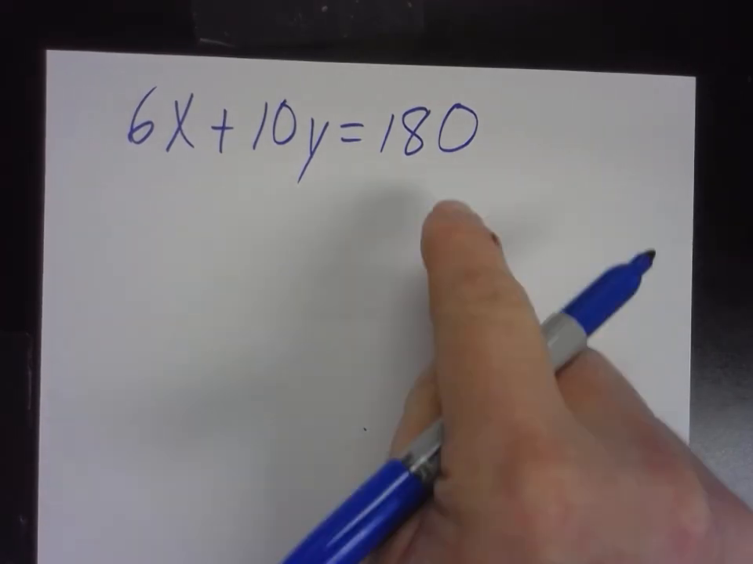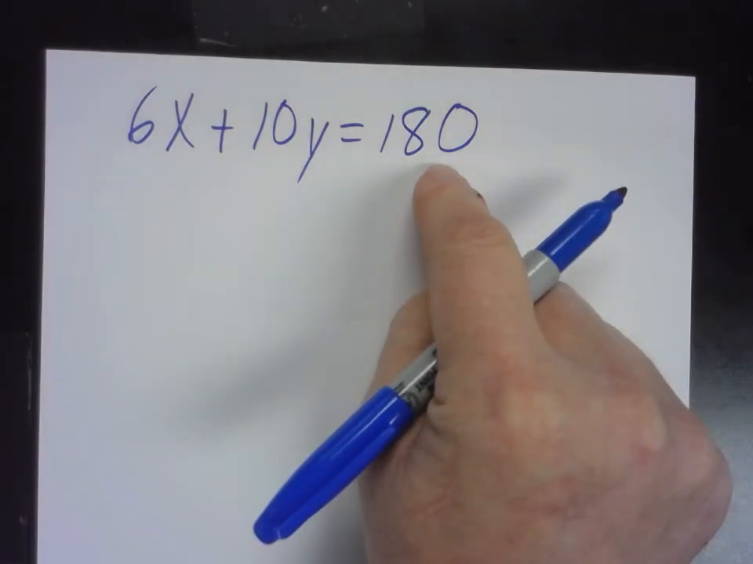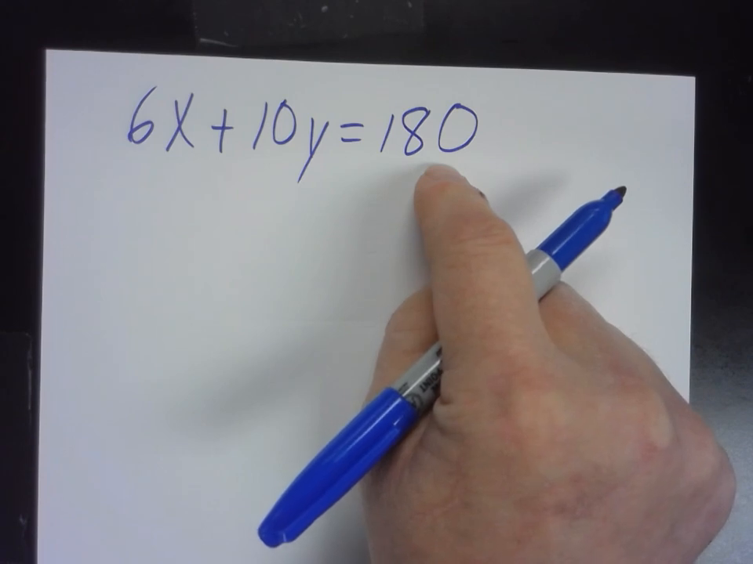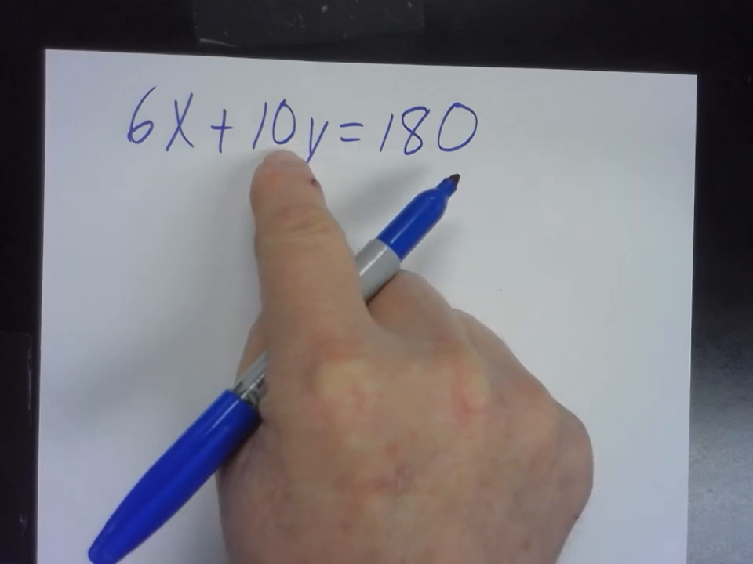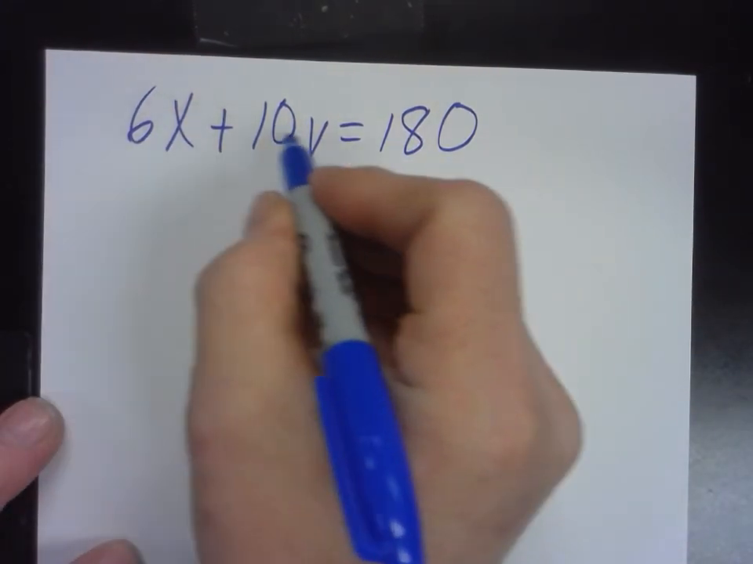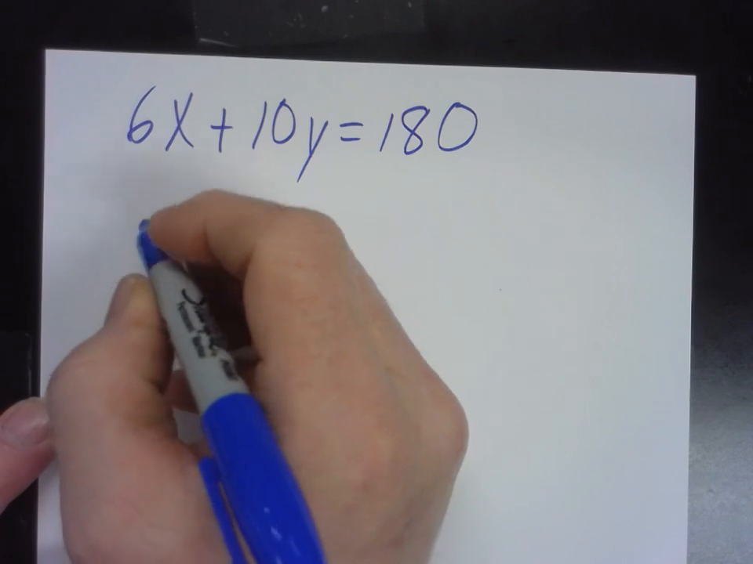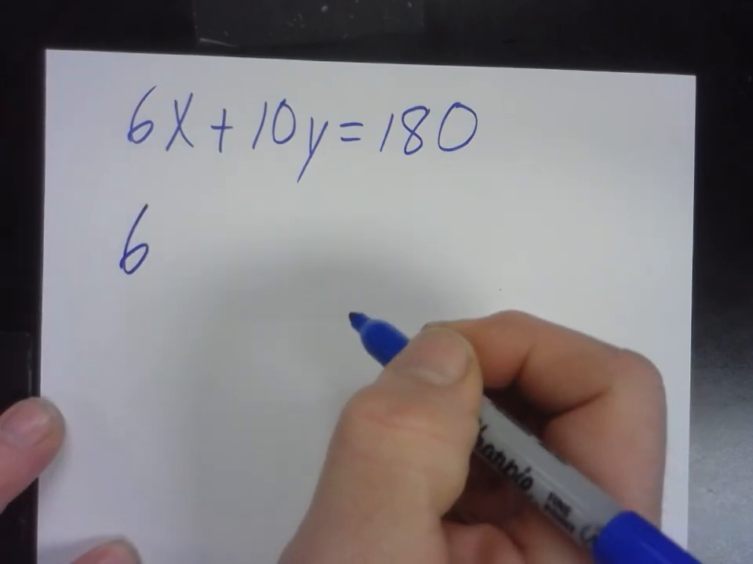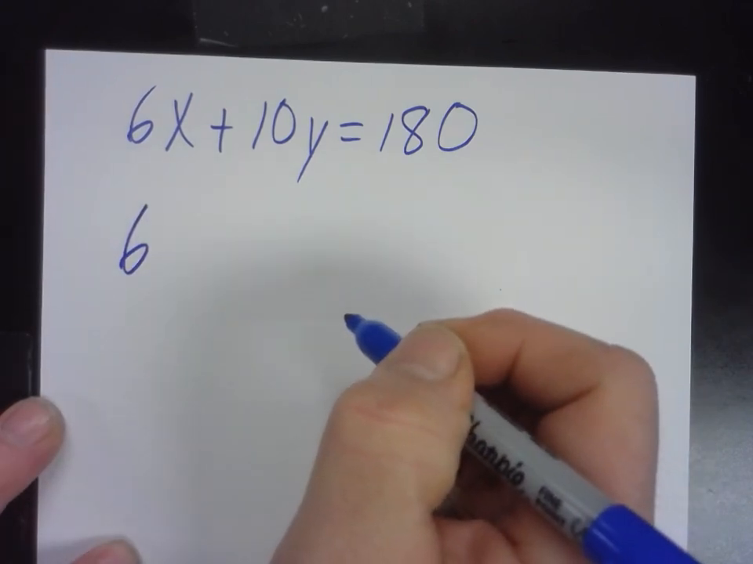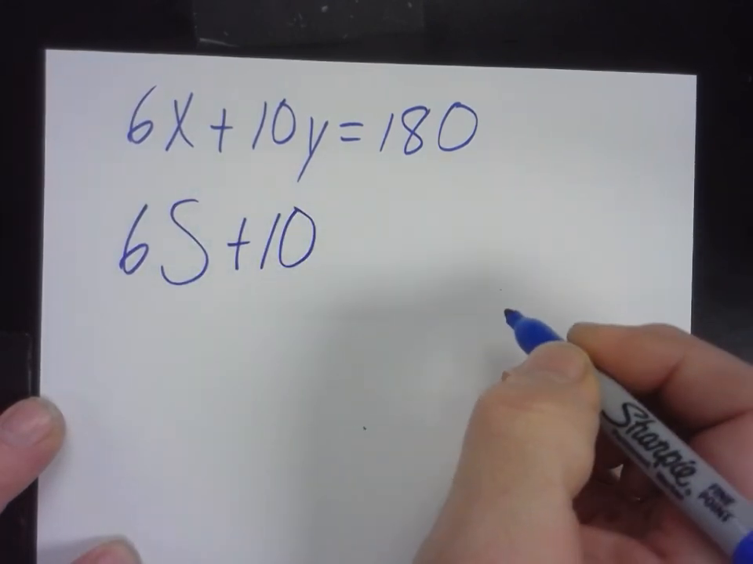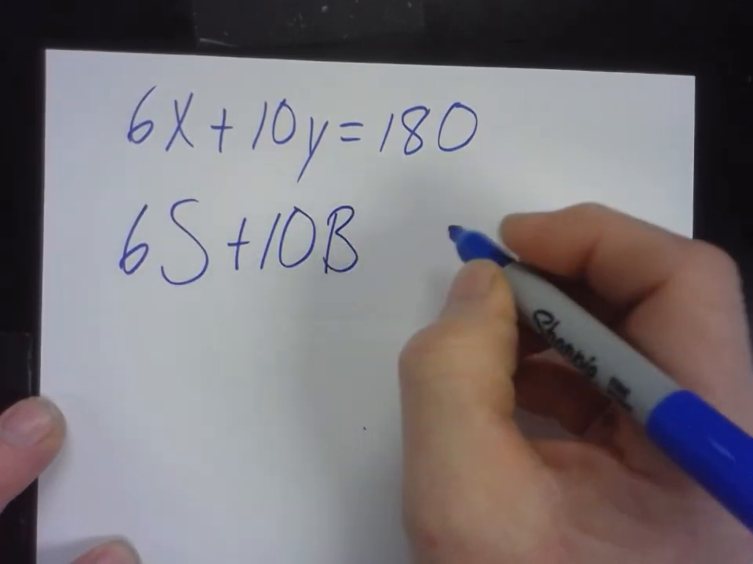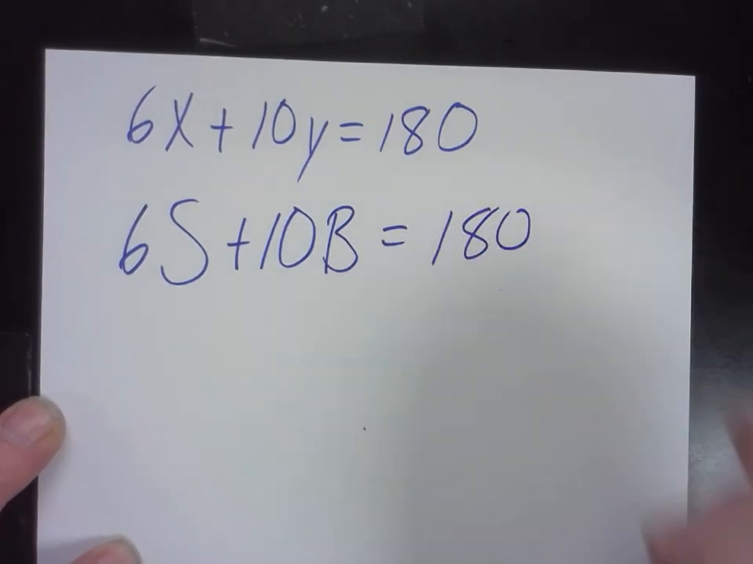You have 180 people coming to an awards banquet, and you are getting small tables and big tables. The small tables sit 6 people, and the large ones sit 10 people. And I don't like X and Y. X and Y are stupid. What is X in this problem? Small tables, S. What is Y in this problem? Big tables, B. All right, now I'm happy.